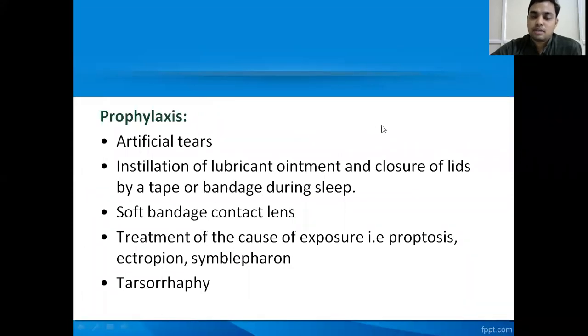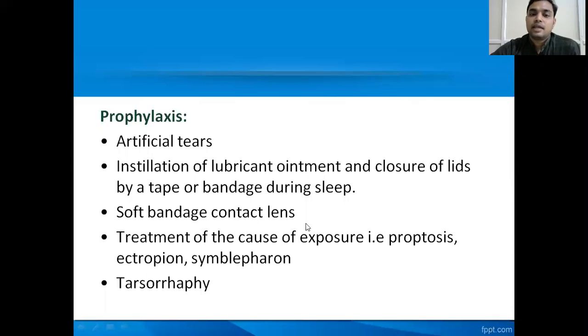Prophylaxis is important in case of exposure keratopathy. First, we have to start with artificial tears or lubricant eye drops and lubricant eye ointment, and closure of the lid with tape or bandage during night time while sleeping, and by applying a soft bandage contact lens, the eyeball is covered, and that reduces the exposure of the eyeball.